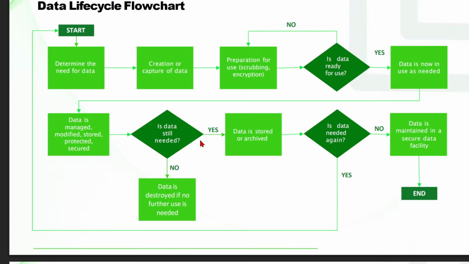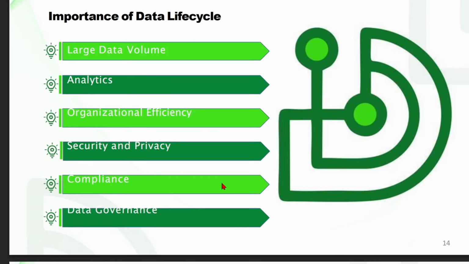If you want to store it, you can go ahead and store it. If it's needed again, you go through the same process again, or you still maintain or update it. So you can follow this flowchart to determine the need of data in your organization. The importance of the data lifecycle is, step 2, storage of large data, analytics, organizational efficiency, security and privacy, compliance, and data governance.